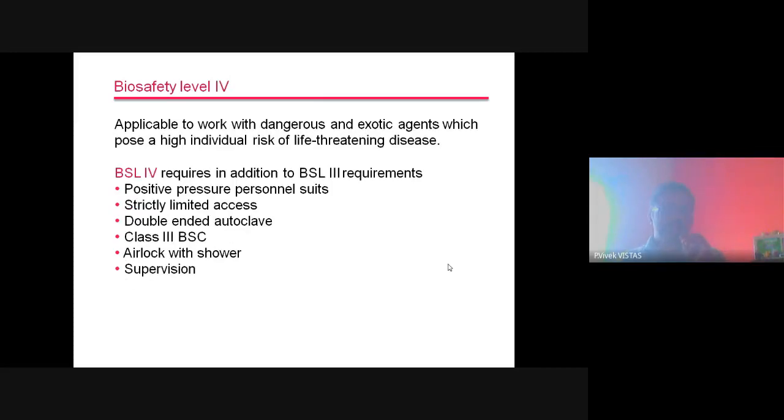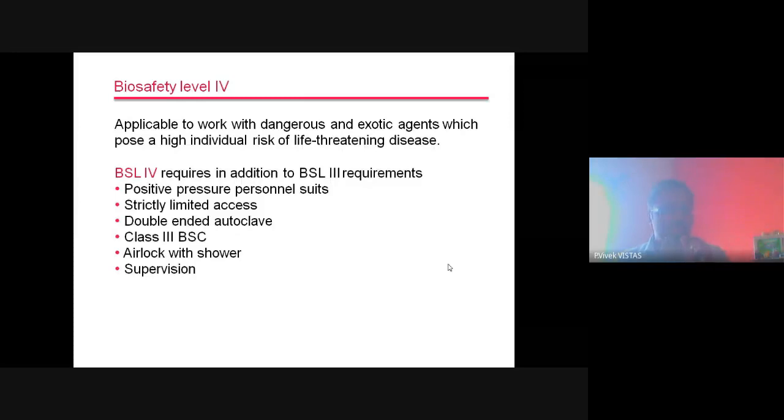So BSL 4, biosafety level 4, is applicable to work with dangerous and exotic agents which pose a high individual risk of life threatening disease. For example, people working on COVID have to follow severe precautions. They have to work in BSL 4. That is what they say: to work with dangerous and exotic agents which pose a high individual risk of life threatening disease. COVID is that kind of disease, so they have to strictly follow the guidelines.